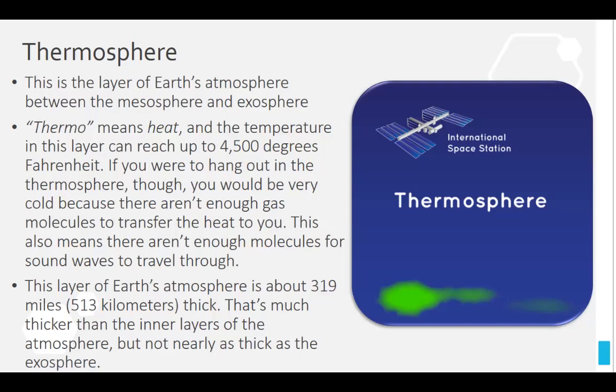This layer of the atmosphere is about 320 miles thick. It's about 520 kilometers, and that's a lot thicker than any of the inner layers we've been discussing, but won't be as thick as the exosphere, which we'll talk about later.